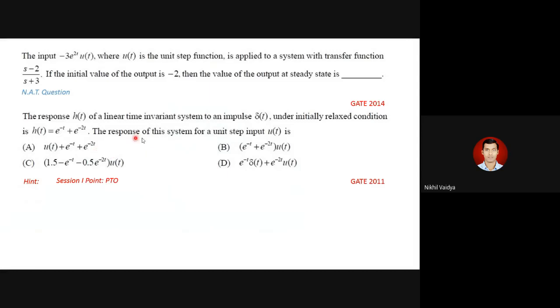So it is the impulse response. The response of this system for a unit step input. Can you calculate what its response will be for the unit step input? How will we calculate the step response? Step response is equal to the derivative of impulse response. Please try it and let me know the answer.